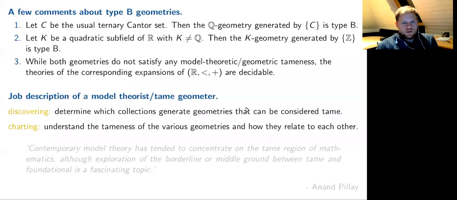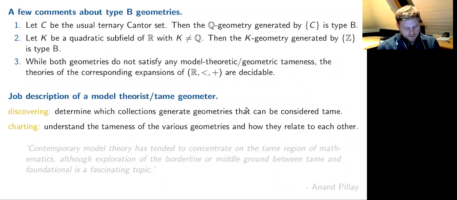Okay, and so this is really what I want to finish with. I said this is an invitation to the graduate course, but it's also an invitation to this research area. For me, the job description for model theory or tame geometry in this area is, as Lau wrote in the beginning, discovering and charting. For discovering, I think of this as determining whether a collection of sets generates geometries that can be considered tame, and what tameness condition they satisfy, or precisely what collection they generate. The charting is what I have tried to do in these pictures: the understanding of these various tameness conditions, how they relate to each other, and what the overall picture of this landscape looks like.